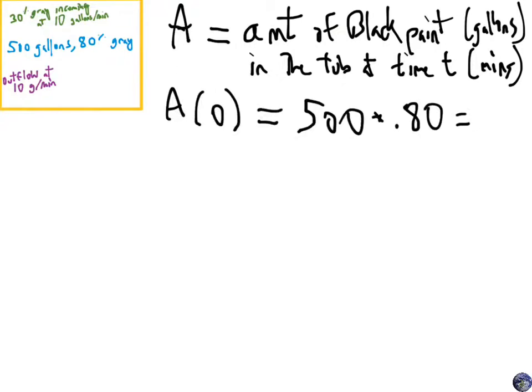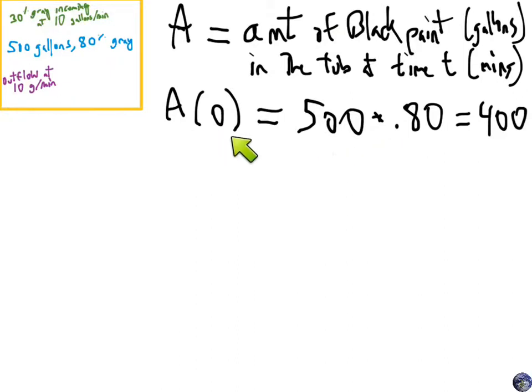Well, A of 0, at time 0, would be 500 times 80%. So 80% of 500, 500 times 0.80, is 400. So we know that A of 0 is 400. But that just gives us one single point. We also need an entire formula. That's going to end up being our initial condition, which we're going to use to solve for the C when we get the differential equation.